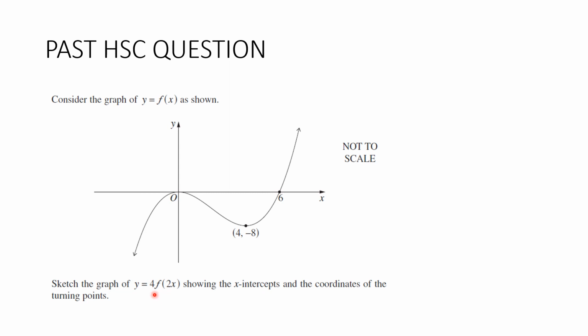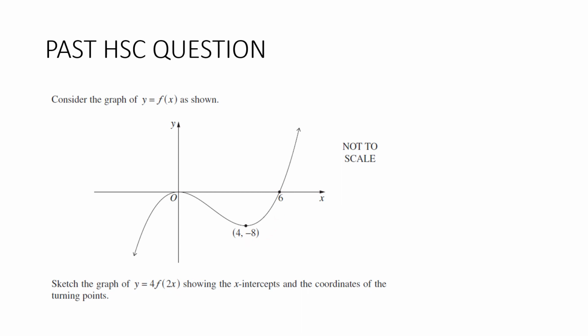So let's start with this 4. This is going to stretch all the y coordinates 4 times. So this negative 8 becomes negative 32. Now this horizontal dilation, this is going to halve all of the x coordinates. So the 4 becomes 2, the 6 becomes 3.